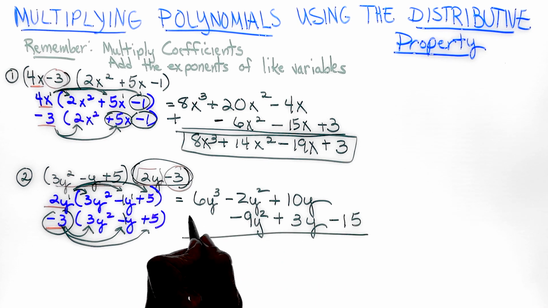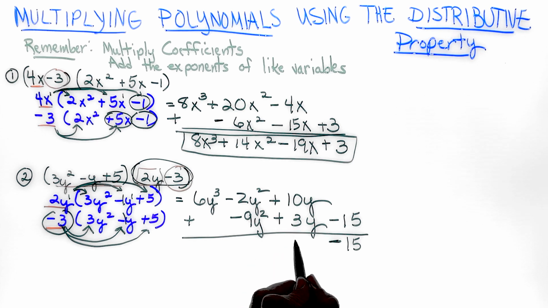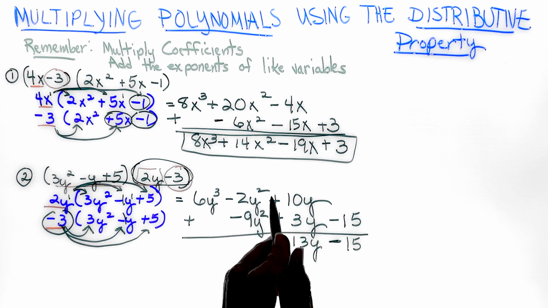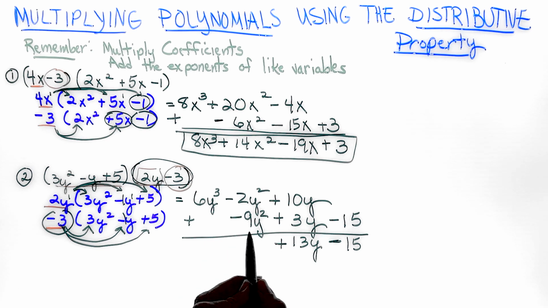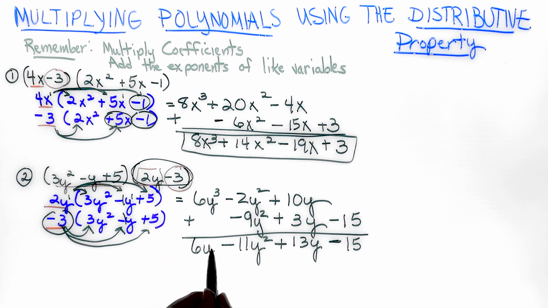All right, I'm going to put together my columns. I have my negative 15, which is now my subtraction sign there. I have 13y, and these are positive. I have a negative 2 and a negative 9. That's a negative 11y squared. And I just bring my 6y to the third power, or cube, down. Remember, when we're adding, we don't do anything with the exponents. We just go ahead and add or subtract the coefficients. So this is my answer.